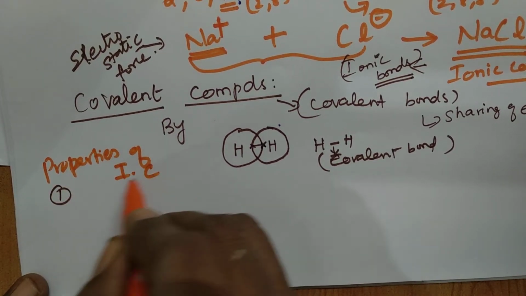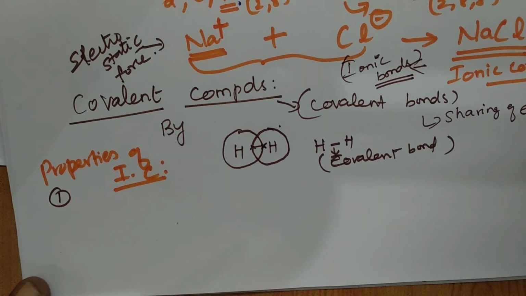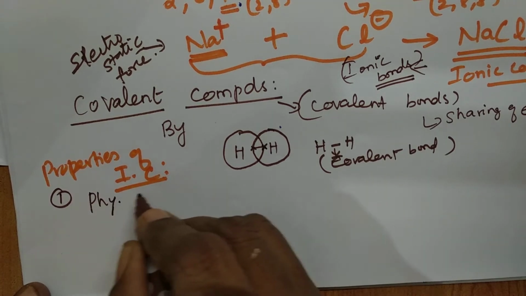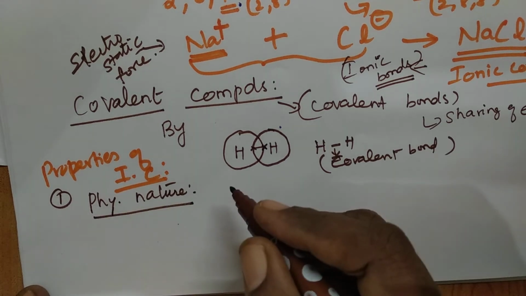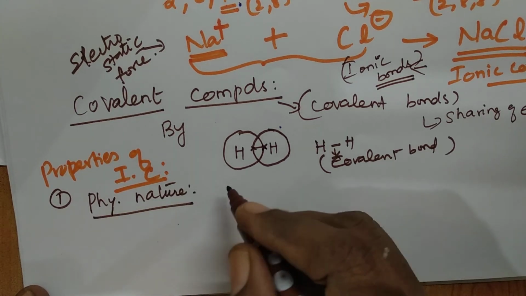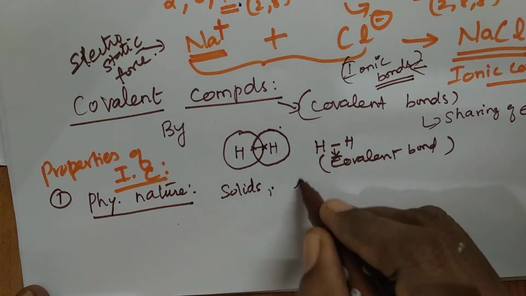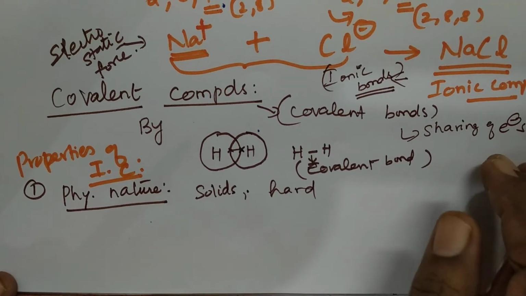Properties of ionic compounds. I write IC, which is nothing but ionic compounds. The first one is physical nature. When you talk about the physical state or physical nature, they are usually solid and crystalline in nature. They are solids and they are very hard in nature.